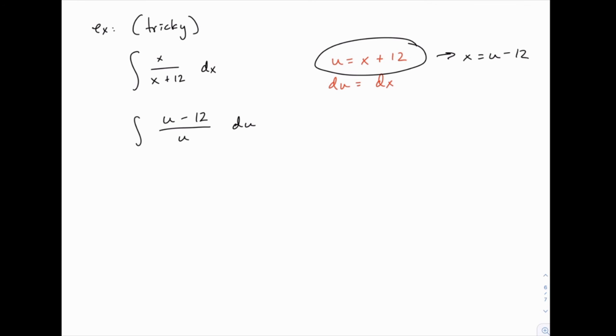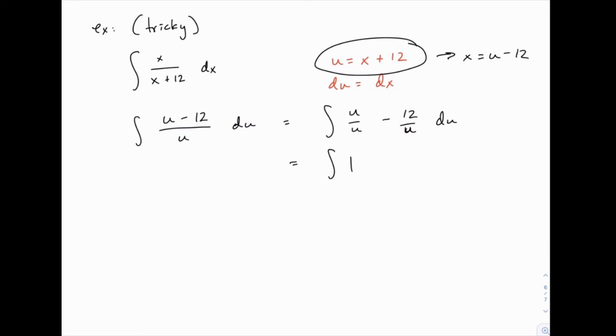But in the second line, we can actually split that fraction into two different fractions. We can actually split this up and write it as u over u minus 12 over u. So this is a really specific type that works conveniently in this one way, because originally there's nothing we can do to simplify, but if we do this clever substitution, it turns out that we can break up this fraction into two pieces. And each of those is something we can handle.